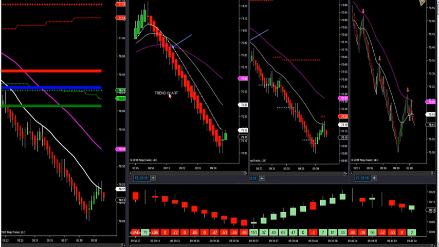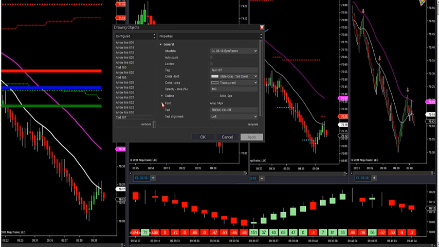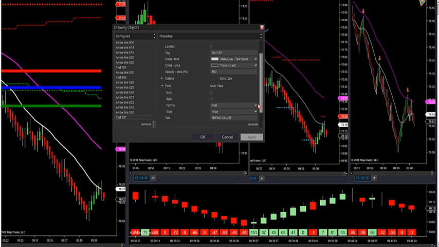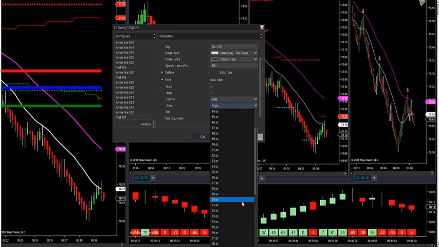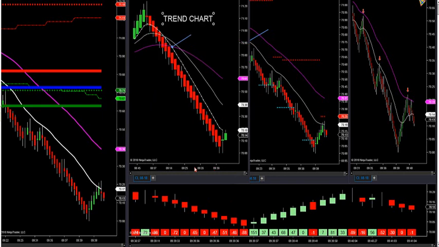This is a trend chart. If I'm above all three, you better be looking to buy pullbacks. So that's a very important chart you must understand because it gets you in the direction of the push. Okay, so that's our trend chart. That's what we want to use for trends.